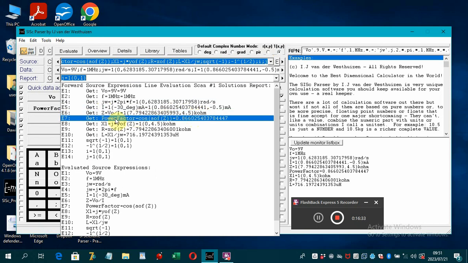Now the power factor is the same. It's the same formula as before. It's just now in rectangular mode. It's a cos of the angle of Z, and that is just a simple value. So it's got a zero phase angle because it's just a power factor.